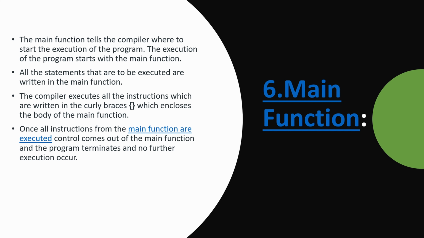I have told you that the scope of the variables in this section lasts until the program terminates. So for global declaration, those variables will last till the program terminates. Once the compiler executes all these statements and the control comes outside of the main function, the program terminates and there will be no further execution.